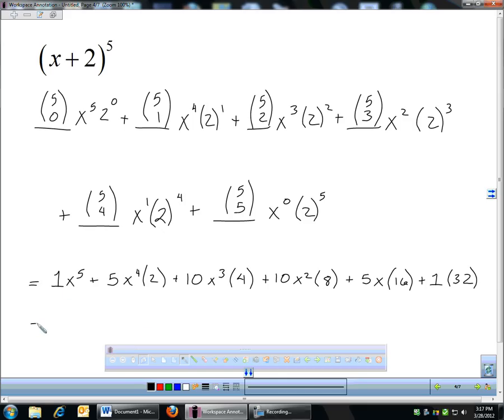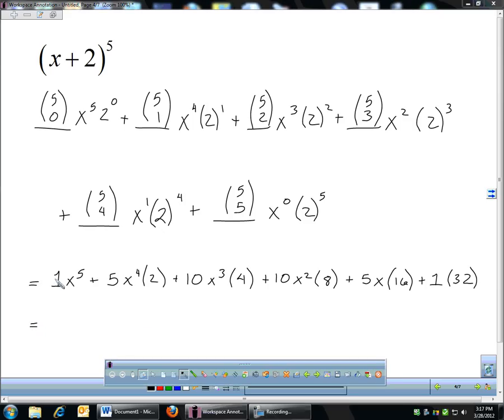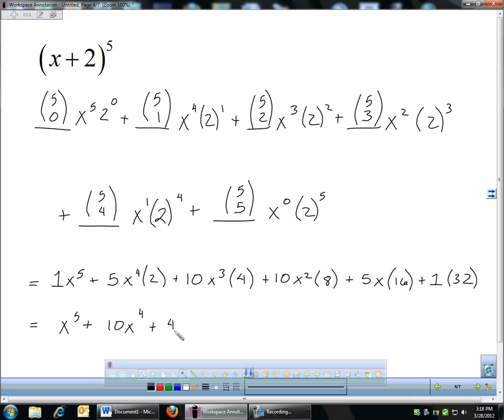Then finally, to kill this completely dead, we're going to do the multiplying. 1 times x to the fifth is just x to the fifth. But for every other term, I have 5 times 2. That's actually going to end up being 10 x to the fourth. Plus 10 times 4 is 40 x cubed. Plus 10 times 8 is 80 x squared. Plus 5 times 16 is also 80 x, and 1 times 32 is 32.